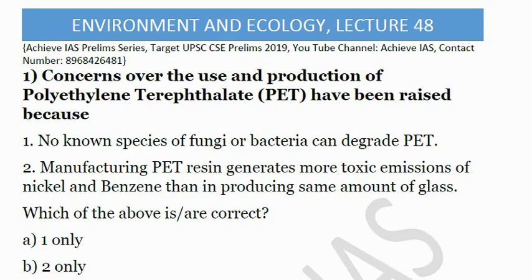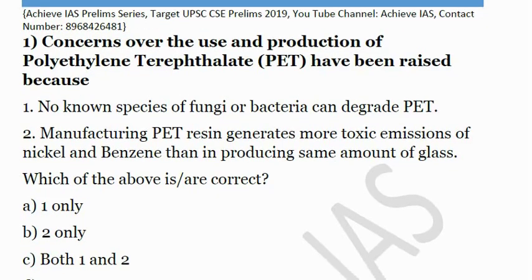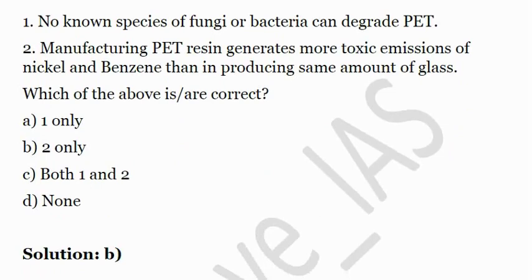So friends, let me tell you that the first statement is incorrect, that is, no known species of fungi or bacteria can degrade PET. Actually, Japanese scientists in 2016 have successfully isolated a bacteria which can degrade PET into simpler compounds and then digest it. So the first statement is incorrect. The second statement is, friends, correct, because it generates more toxic emissions of nickel and benzene than in producing the same amount of glass. So friends, the correct answer in this context is the second only, that is B. So here the solution is B.